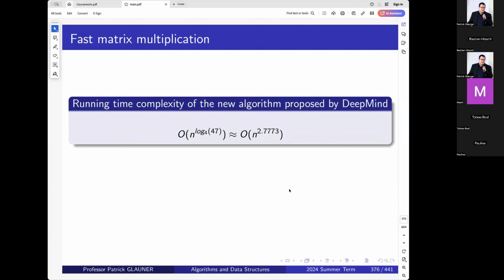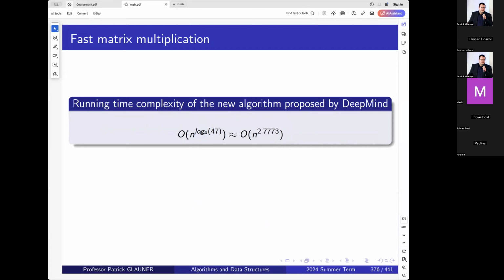And does that lead to an improved complexity? Yes. Before I said for the Strassen algorithm, we had a log2, so a binary log of 7, because we needed 7 multiplications, and we used 2 times 2 matrices.